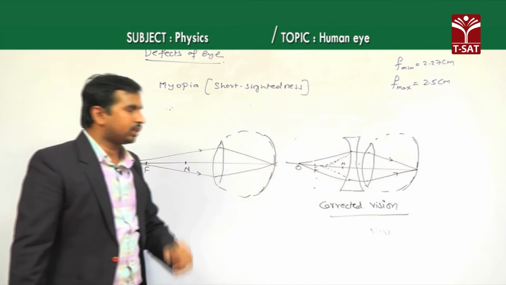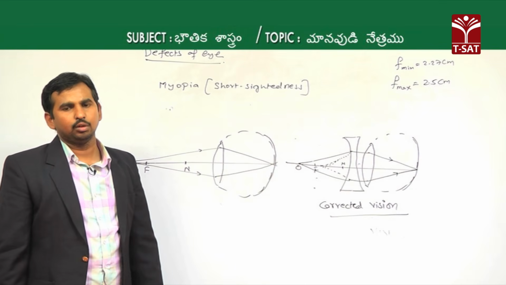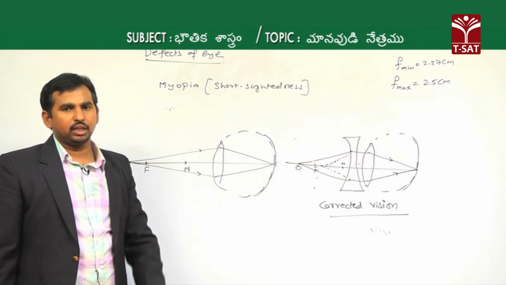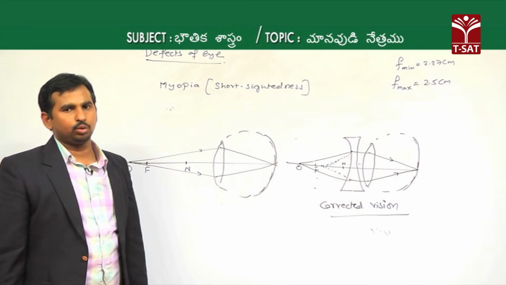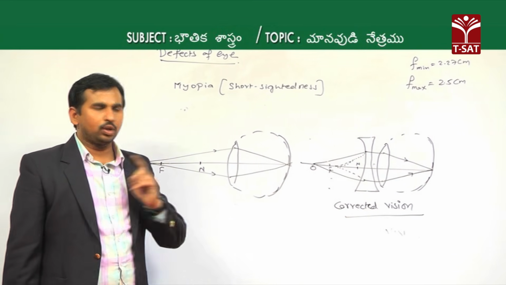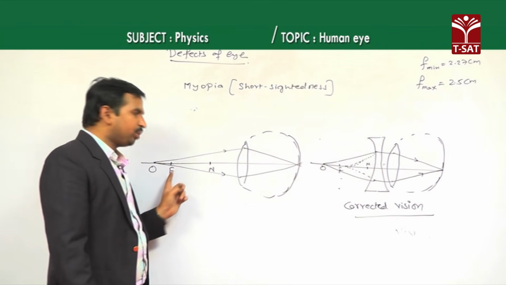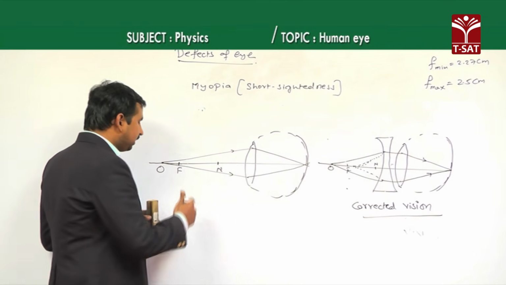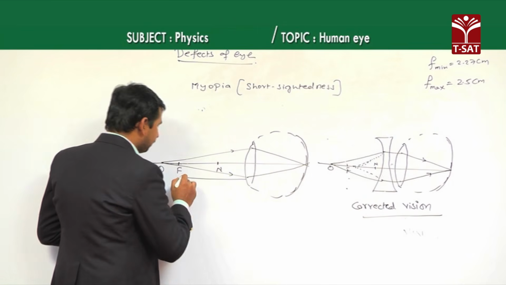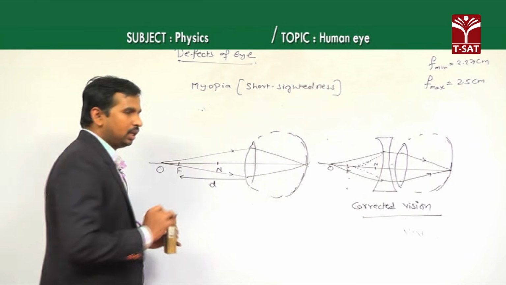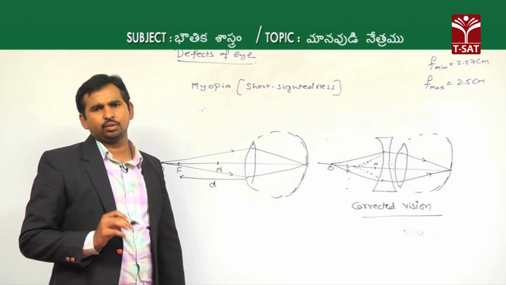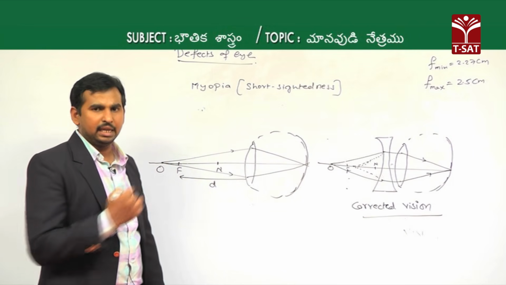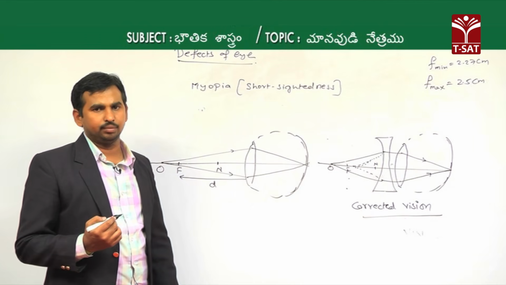Okay. So, this is the corrected vision for myopia. Then what is the required focal length for that concave lens, that we have to find here. We already know that we do not have any problem once the object is up to f here. Let that distance be d. D is the distance where the myopia-defected eye can see very clearly.